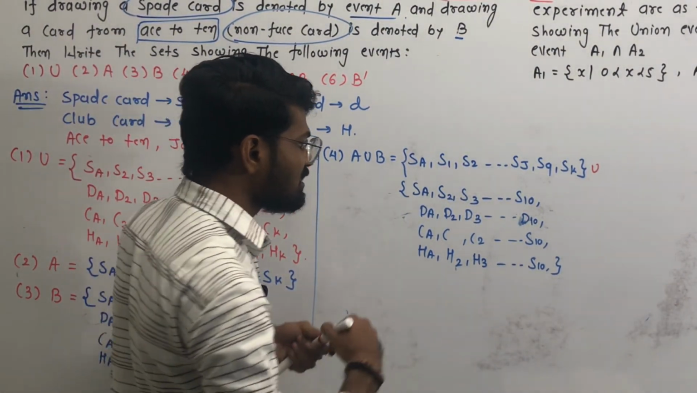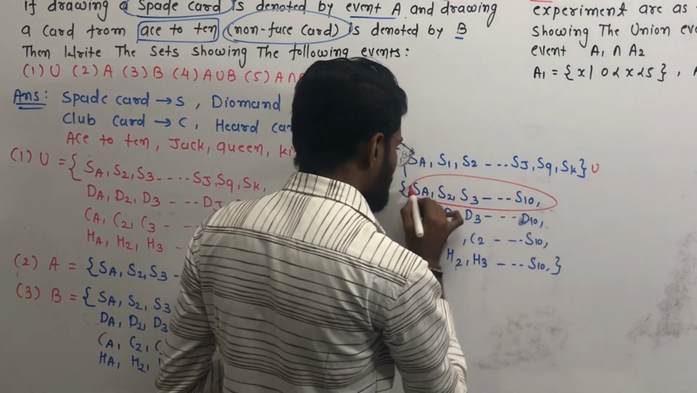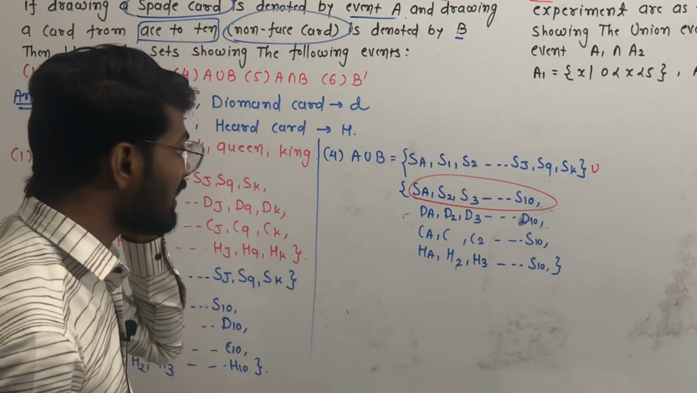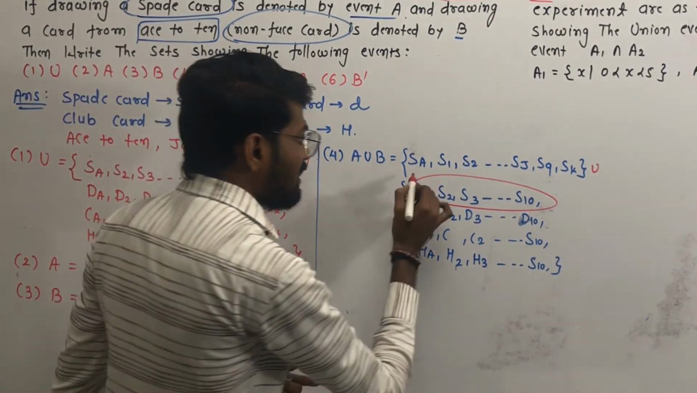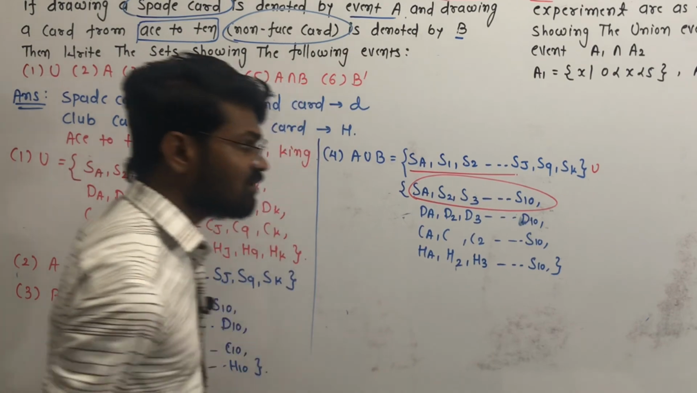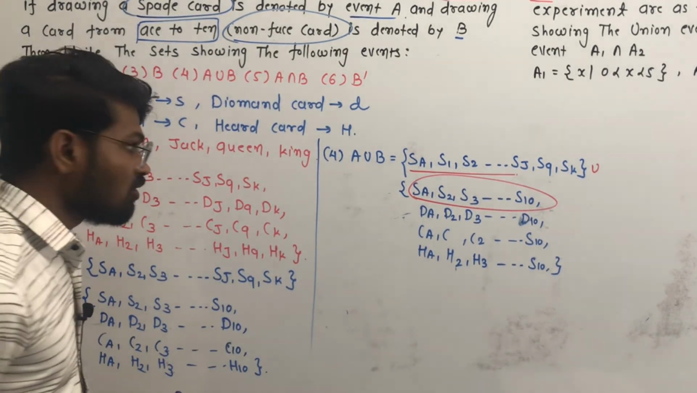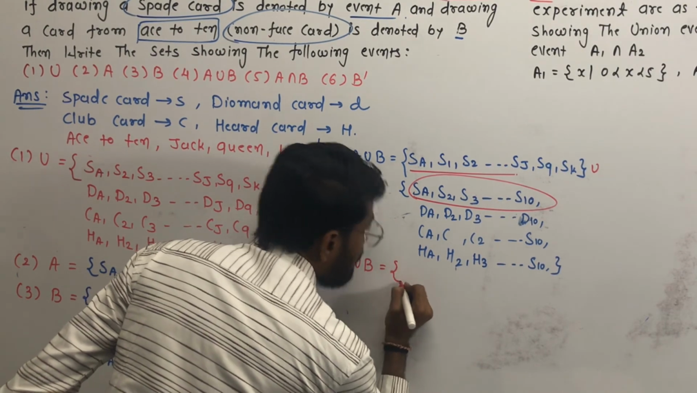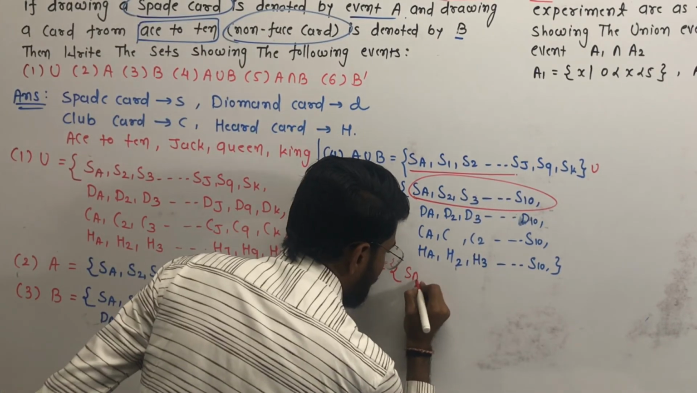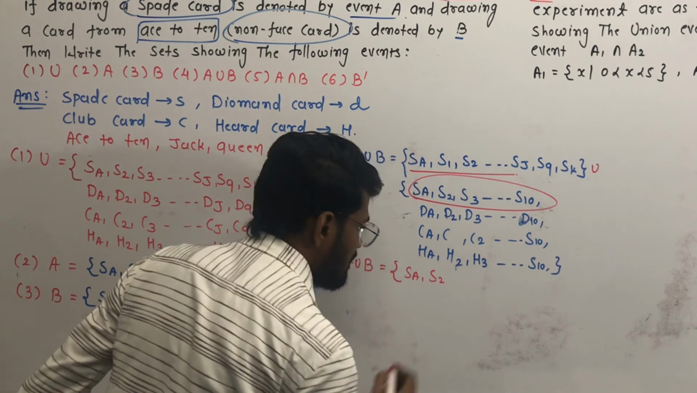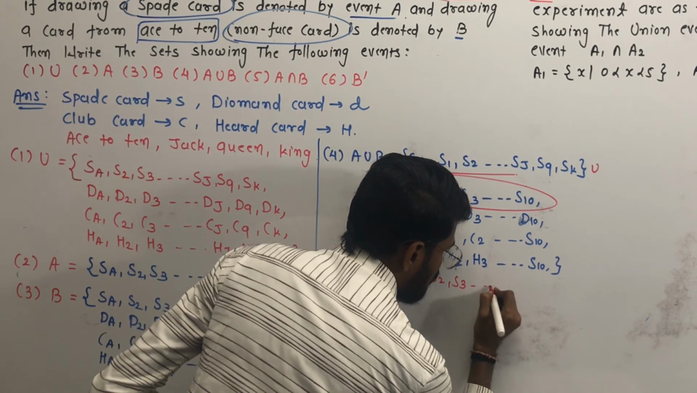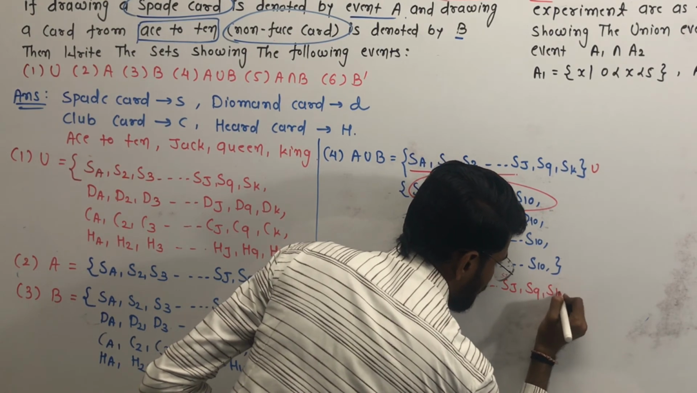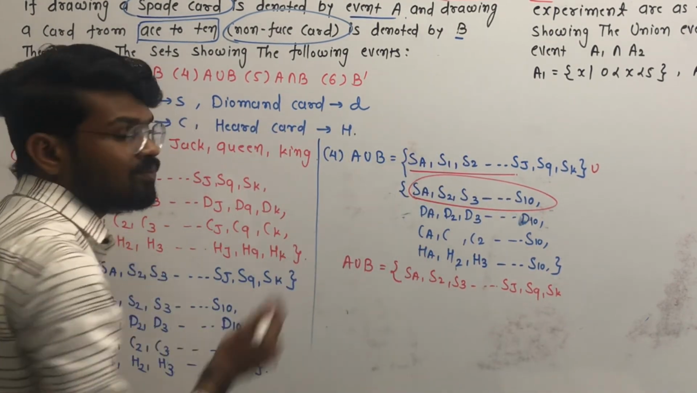Common element is the H to 10. Yes, in event B, HA to H10 elements will be available, and also in event A, HA to H10 elements will be available. Okay, so we have to write the union of A and B is equal to SA, S2, S3, SJ, SQ and SK.